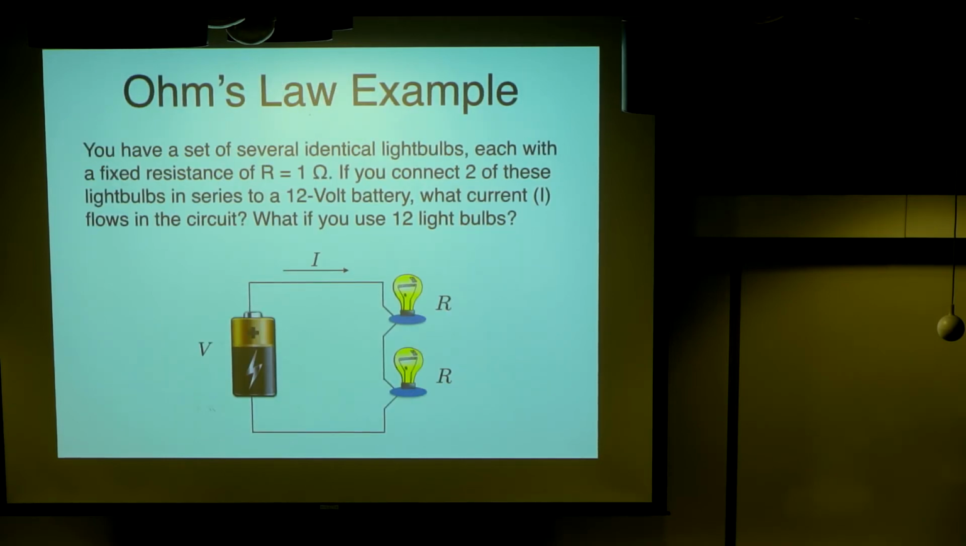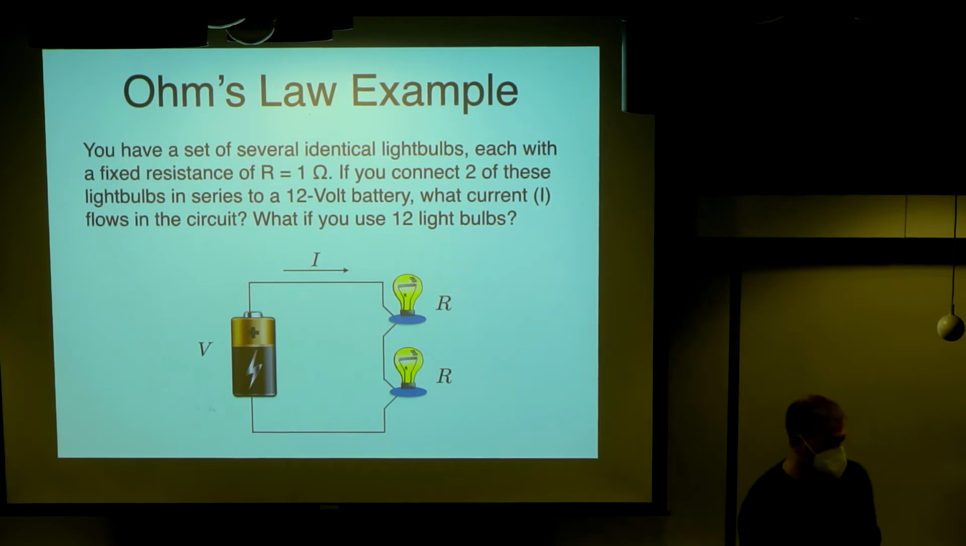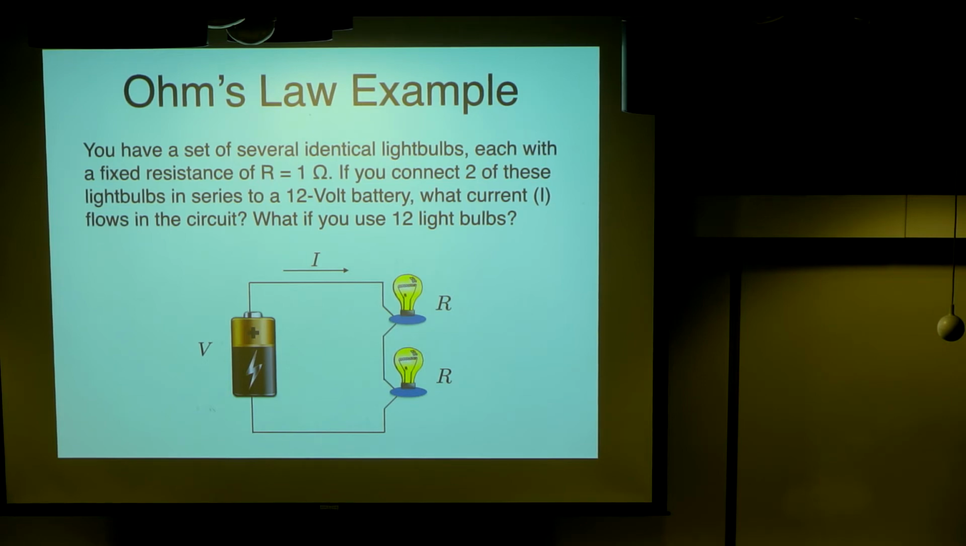Let's do an example. Here we have a set of several different identical light bulbs. Each one has a fixed resistance of 1 ohm. If you connect 2 of these light bulbs in series to a 12-volt battery, what current are we going to get out of that? And then as a follow-up, what if we end up using 12 light bulbs? So let's work it out.